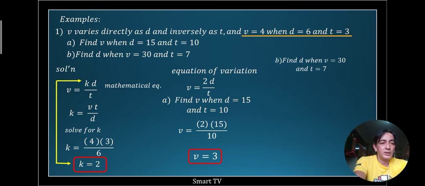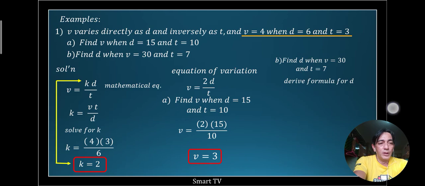Let's go now to requirement number letter B. Find D when B is equal to 30 and T is equal to 7. So, yung equation of variation natin, nakapwesto siya sa B. So, let us derive the formula for D kasi D ang hinahanap. Gaya nung ginawa natin kanina, product of the extremes is equal to the product of the means in the theorem of proportion. Meron tayong BT is equal to 2D.